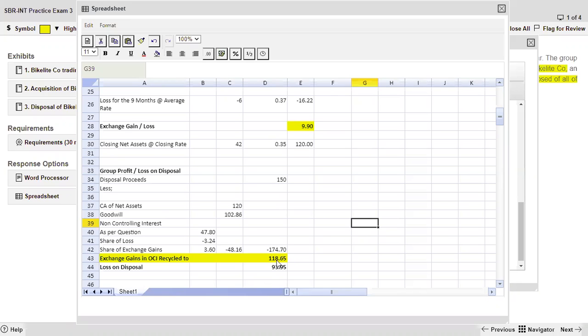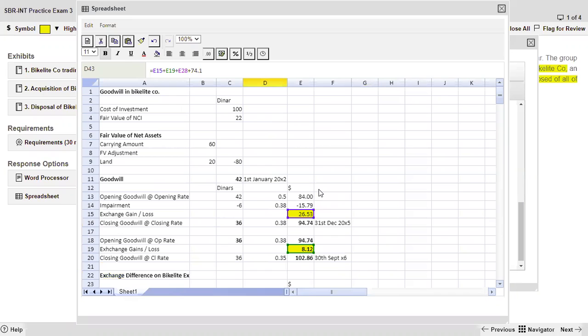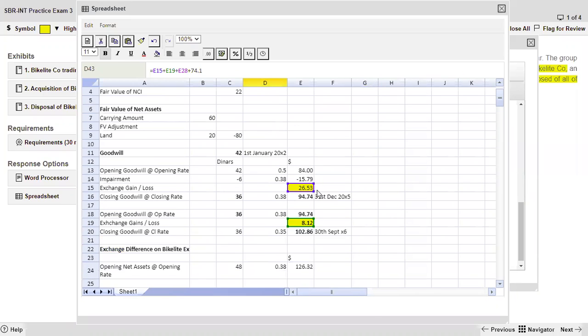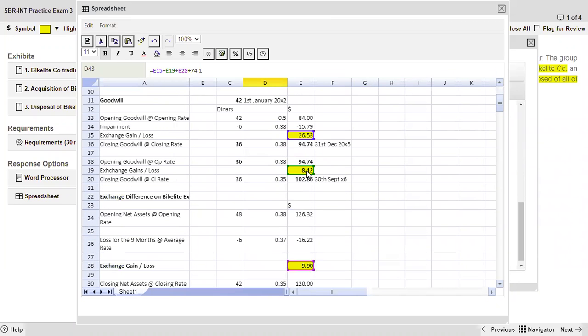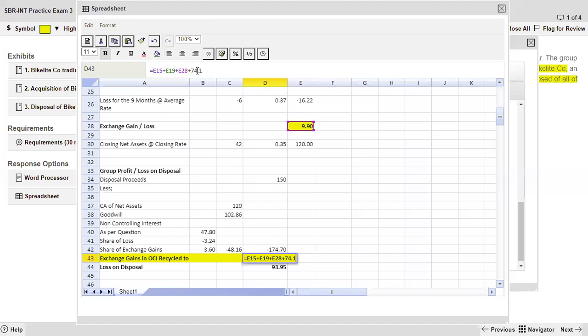Okay, let me guide you a point on this exchange gain. Whatever the exchange gains that have been accumulated in OCI, they would be recycled to the P&L. So exchange gain arising on goodwill one, then second, then this third, the exchange gain in the current year, plus the accumulated exchange gain that are available to us, 74.1. So all of this is going to be recycled to the P&L.